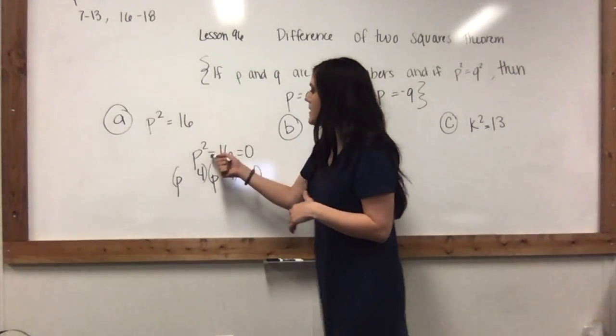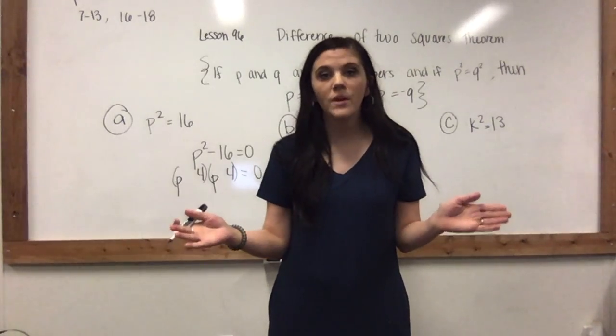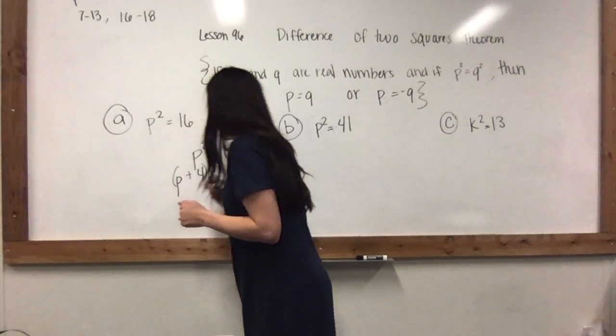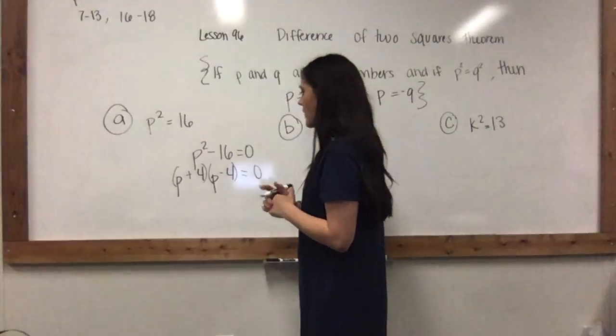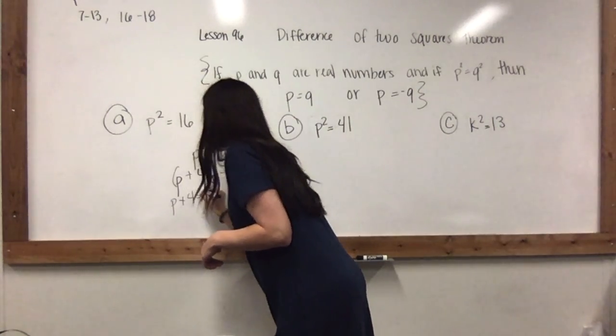Okay, so now I know that a negative times a positive will give me a negative outcome when we're multiplying. So I'm going to put a positive right here and a negative right there. Then I would put these each equal to 0.